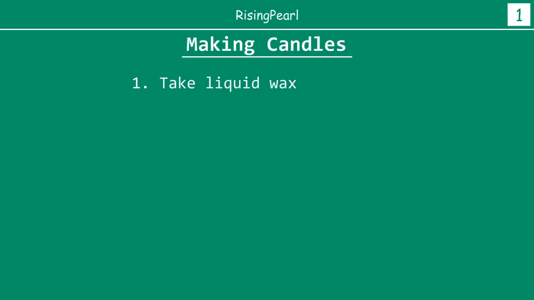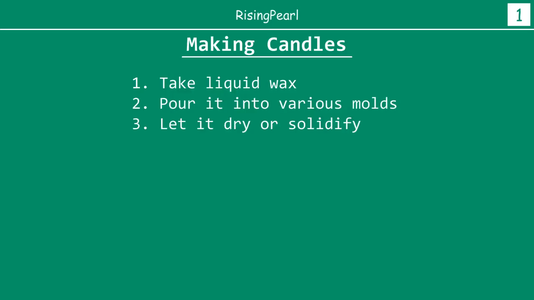So the first step of making a candle is we start out with liquid wax, and yes, there is something called liquid wax. Second step is pour that liquid wax in various molds. Molds are nothing but containers. Third and final step, you let it dry or solidify, and voila, you have a candle.